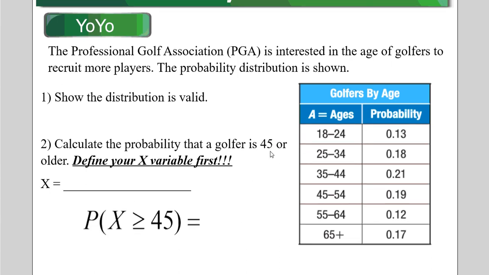I'm going to ask you to try. The following is a study that was done by the PGA, the Professional Golf Association, to start to identify how they might be able to attract younger golfers. They wanted to see the probability of different age people playing golf. So the first thing is show that the distribution is valid, and then calculate the probability that a golfer is 45 or older. So first define your X variable. What is X measuring? It's measuring age.